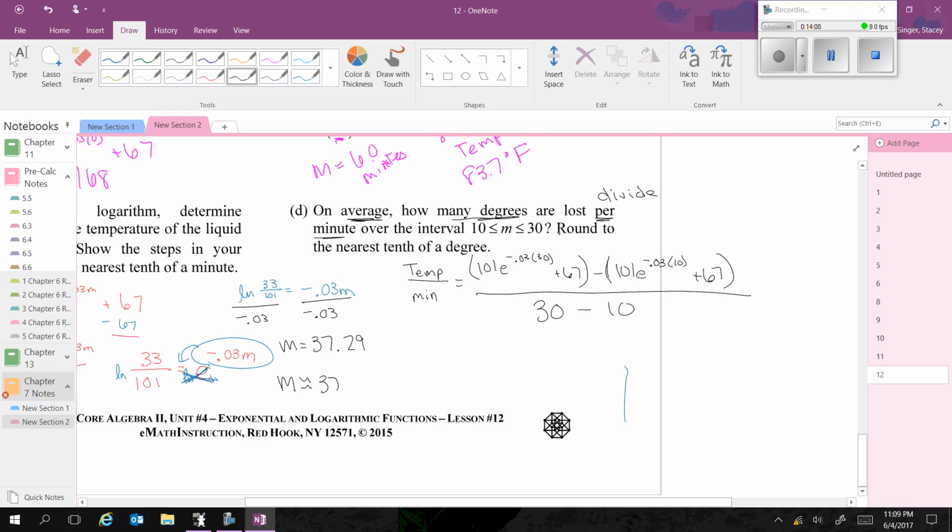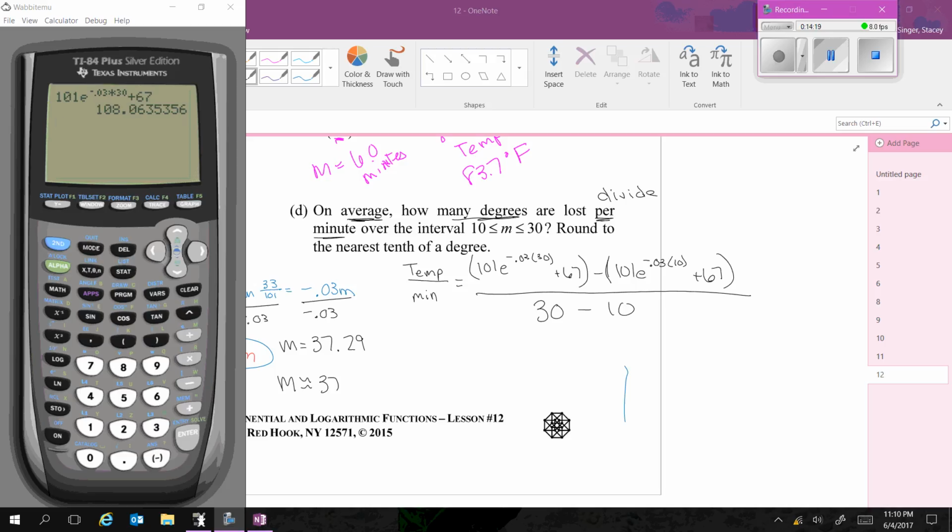So I need to type all this in. My suggestion to you is to type it in individually so you have an approximation of everything. So the first one, if you type in 30 for my minutes, I would get 108.0635356. And remember, if you need the other value and you're only changing a number, you can hit second enter, which will give you the entry button, and just change what you just typed in. So instead of 30, I change it to 10, which will give me 141.8226, and so on.